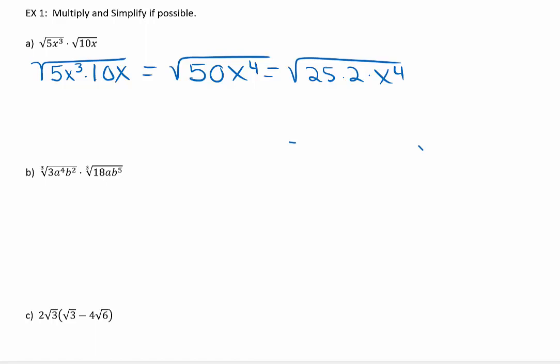50 is the same as 25 times 2. Our perfect squares come outside of the radical, and we're left with 5x squared root 2. The same process works for cube roots.